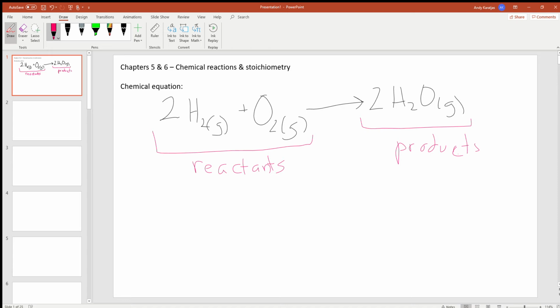Now, there's also some other information here. You'll notice that each one of these has a subscript by it, and in each case, it's a lowercase g. What that lowercase g tells us is that the substance we're working with in the reaction is a gas. We can also often see L, which would designate that the compound was a liquid, as well as S for solid.